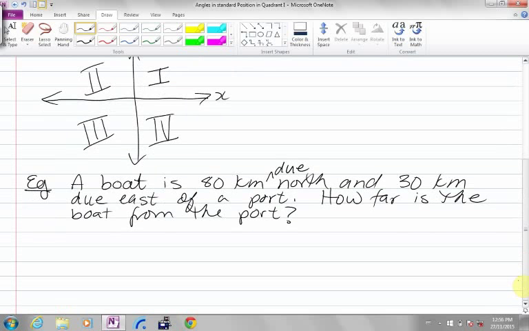So if you wanted to solve this problem, this is actually a grade 8 problem, but that's okay. It's going to make a point. How would we set it up? What would you do first?